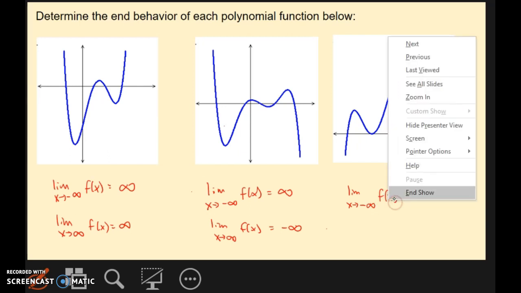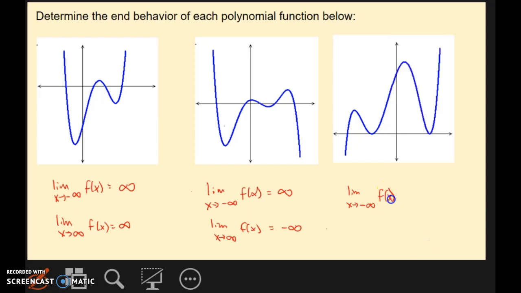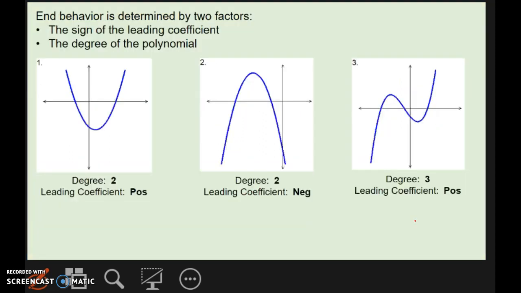f of x. So, sorry about that, hit the wrong button. We go to the left, and it's going to go down to negative infinity. And from the right, positive infinity. So essentially what we're looking at is the end behavior is controlled by essentially two things: the degree and the sign of the leading coefficient, whatever that happens to be.